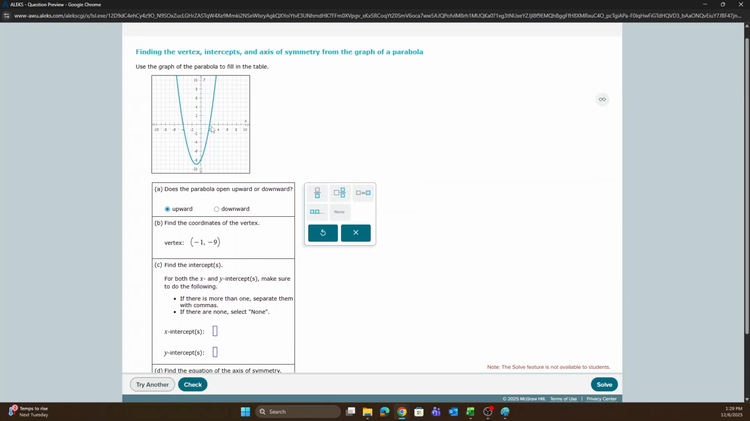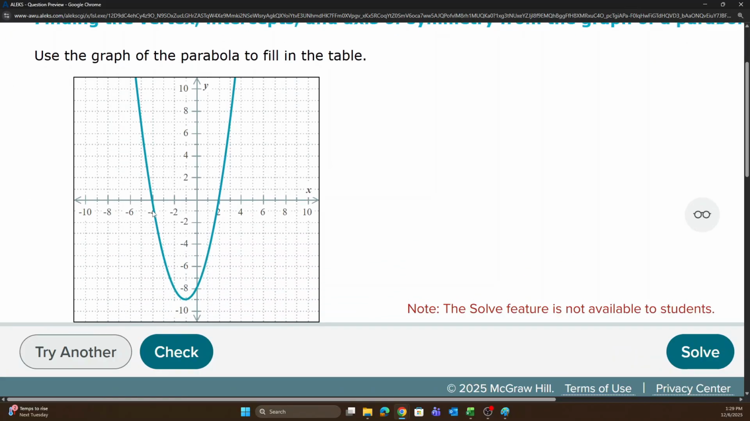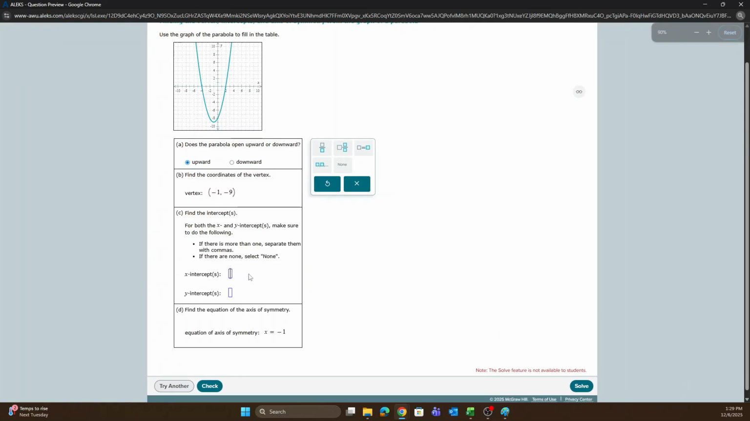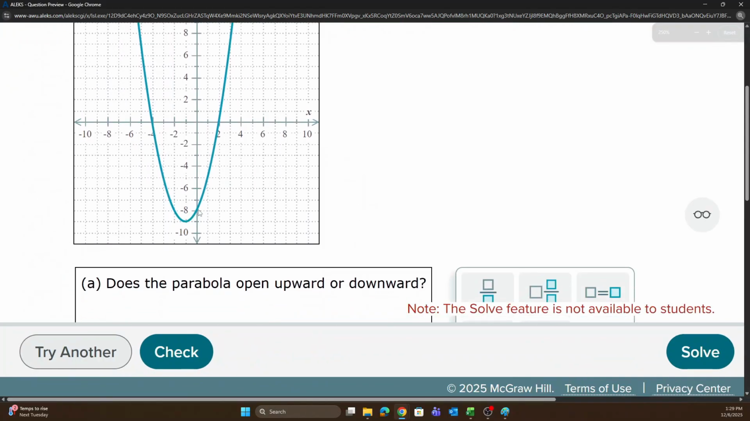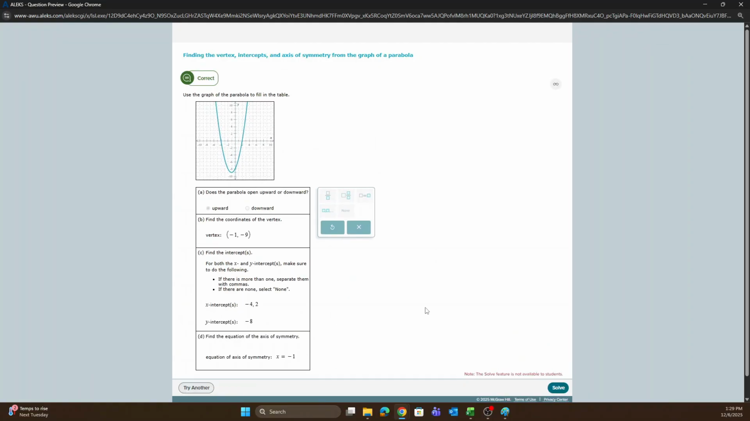For our x-intercepts, we have two x-intercepts. The two x-intercepts are going to be at -4 and +2. And our y-intercept, if we look at this, is at -8. All right. So that's going to be it for that one. Let's go ahead and move on to the next problem set.